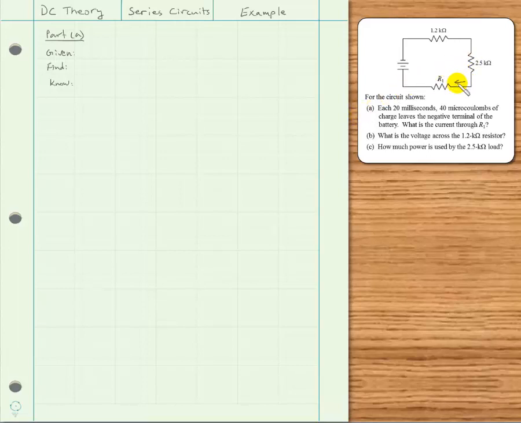So we're asked to find the current through R1, which is this current. We can label this current I. Now we know that the current everywhere is the same in the series circuit, so this is also I. And this is the current leaving the negative terminal of the battery. We're told that each 20 milliseconds, 40 microcoulombs of charge leaves that negative terminal, and we want to know the current through R1. So we're given that time t is equal to 20 milliseconds, and that's 20 times 10 to the negative 3 seconds. And we're also told that charge Q is 40 times 10 to the negative 6 coulombs. We're asked to find the current, and again, because it's a series circuit, we know the current will be the same everywhere.